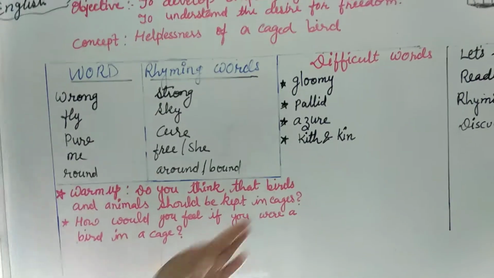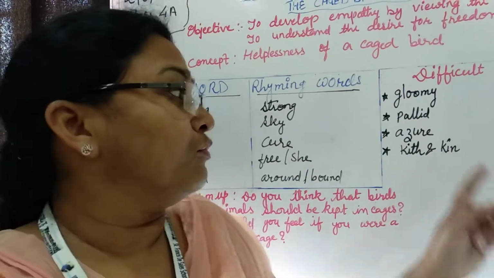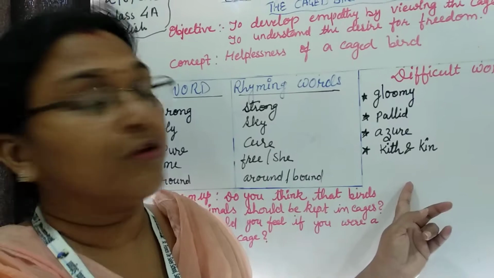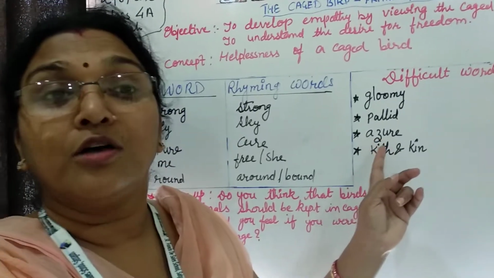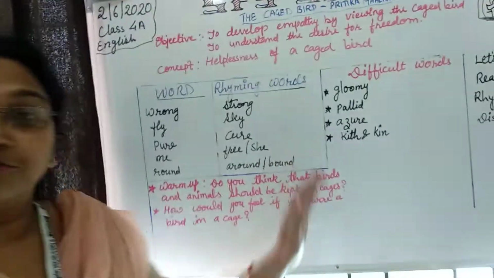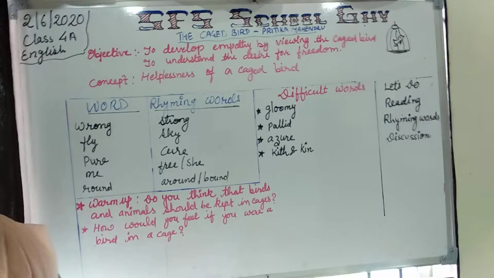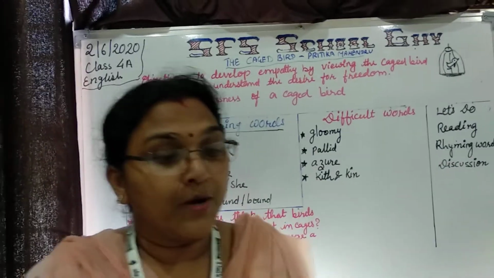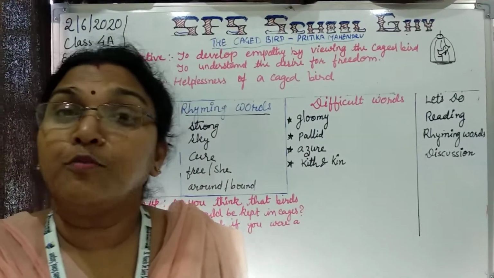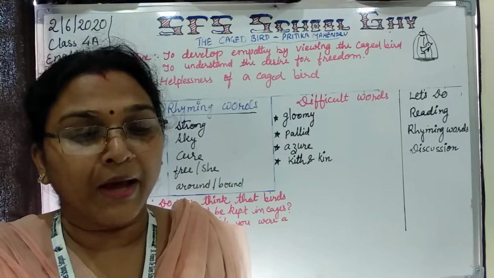If you remember, when I gave you one of the dictations in our module number 2, I used this word and I gave you the explanation of the words azure and kith and kin. So again we are going to do it, but before that let's read the poem once. The poem is: The bird I saw today looked gloomy and pale. I wondered what was wrong. Why did he look pallid and weak?